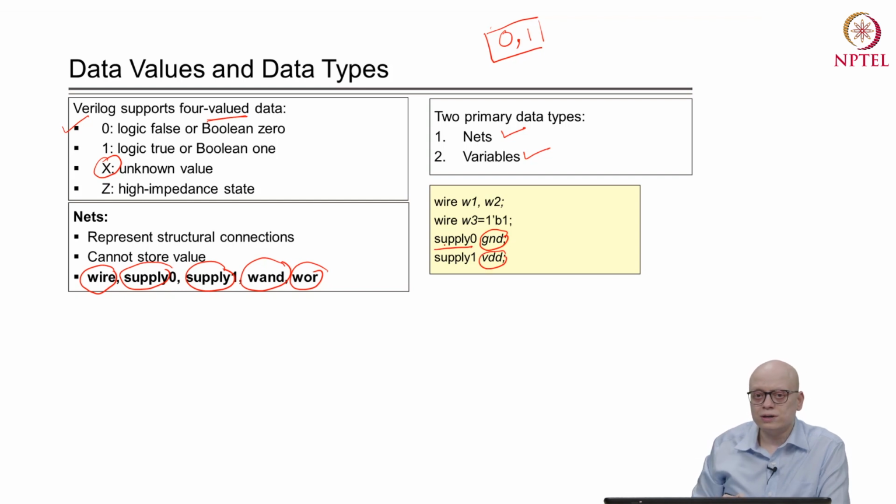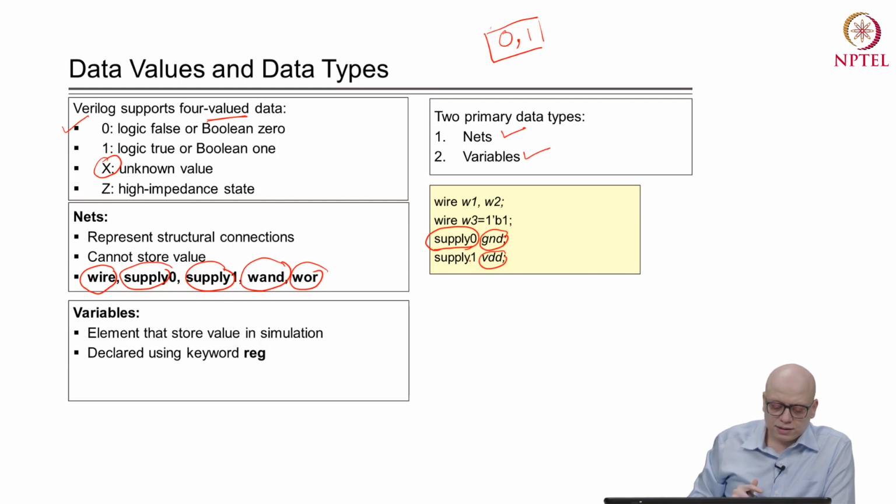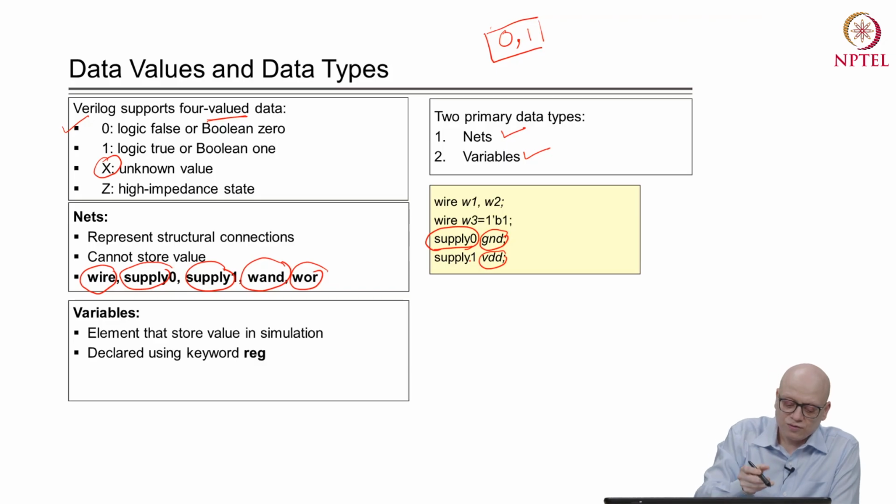It can be used to model logic 1, something which is connected directly to the supply voltage. Supply 0 is to model ground, related to logic 0, and supply 1 is for logic 1, or it is used to model VDD. And the second type of data in Verilog is variable.